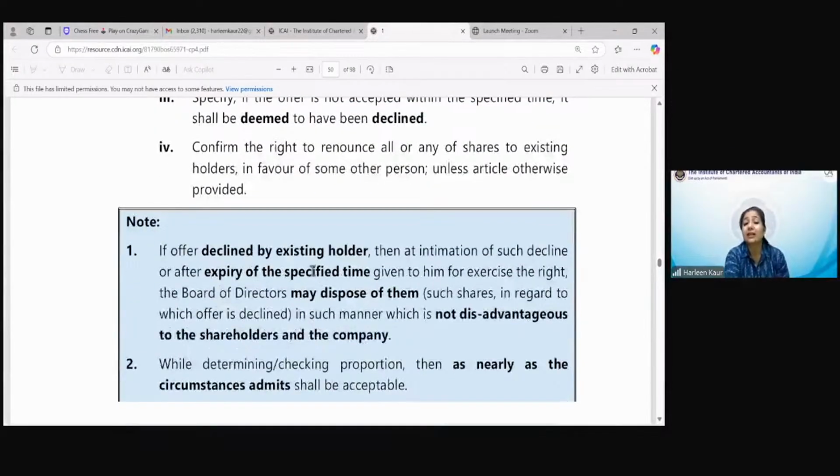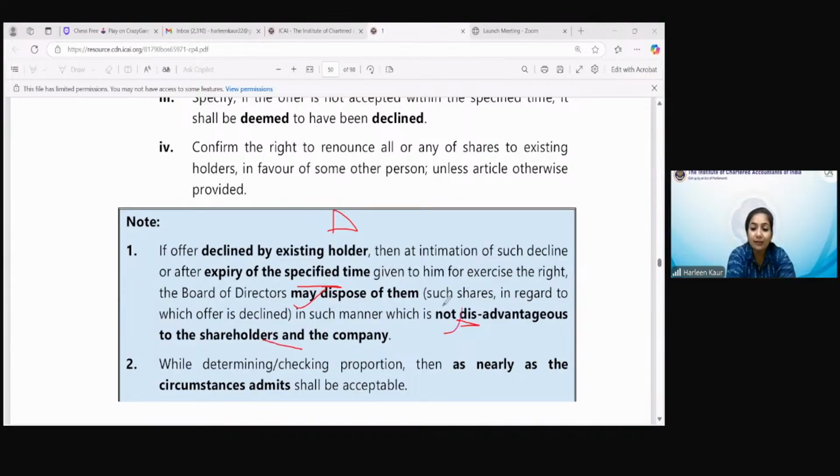If the offer is declined by the existing shareholder, now let's understand what happened. So in our example, Mr. A was there. He refused to accept the rights. He declined, or after the expiry of the time given to him, he did not reply in 18 days. Either he declined, or the 18 days' time ended. Option will be given, the board of directors may dispose such shares with regard to which offer has been declined in such a manner which is not disadvantageous to the shareholders.